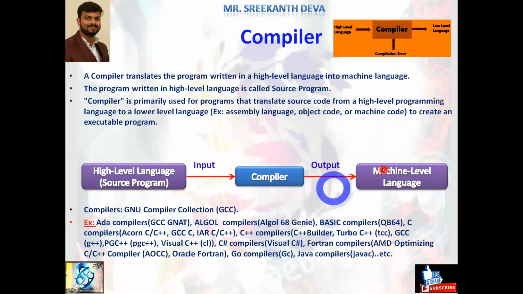So we had discussed in detail about compiler, interpreter, assemblers in the previous video session. Here just try to observe what is a compiler. A compiler translates the program written in high level language into machine language. Compiler is a language translator. It converts high level language into machine level language. Compilers like GNU Compiler Collection (GCC), and several compilers like ADA compilers, ALGOL compilers, C compilers, C++ compilers. Every programming language has its own compiler. Already I discussed in detail about these compilers in the previous video sessions.